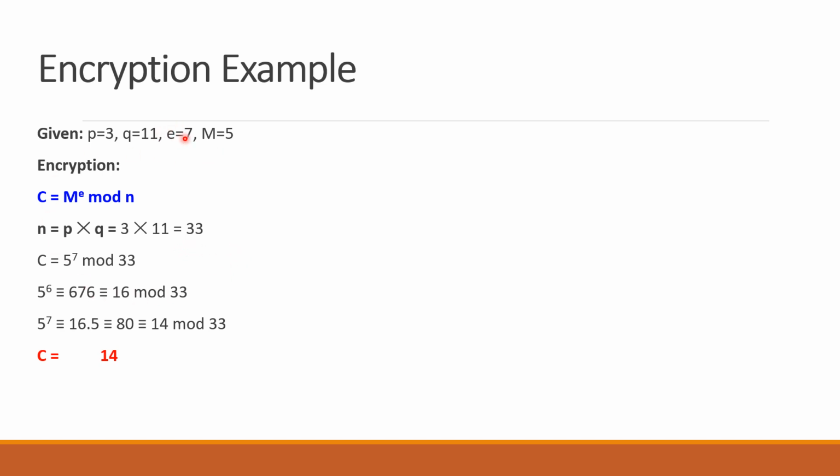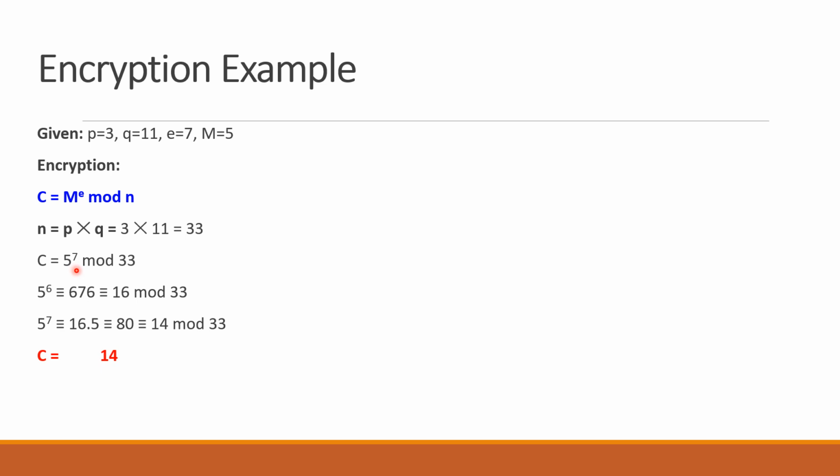Now I have the E value, so I can go for encryption. Encryption is given by the formula M to the power E mod N. M is 5, E is 7, mod 33. This can be found like this: 5 to the power 6 mod 33 is 16.